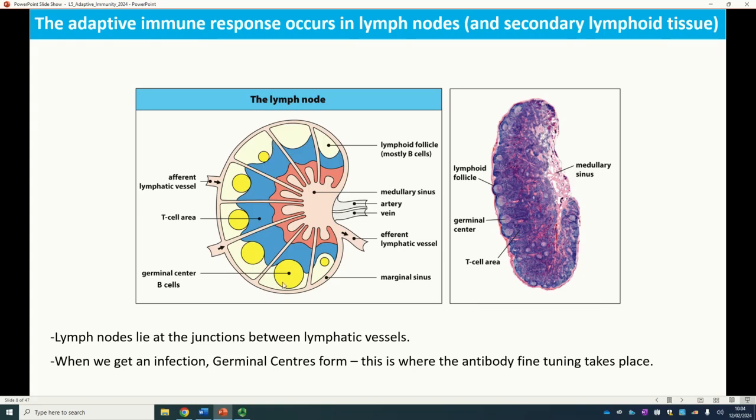And these are actually germinal centers. When you get an infection, you'll start to get the formation of a germinal center, and if you have an infection, the germinal center will be quite large, and you can see that here on the staining of this cross-section. This is where, in the germinal centers, the fine-tuning of our antibody response will take place. But essentially, the lymph node is a loose organization of leukocytes.